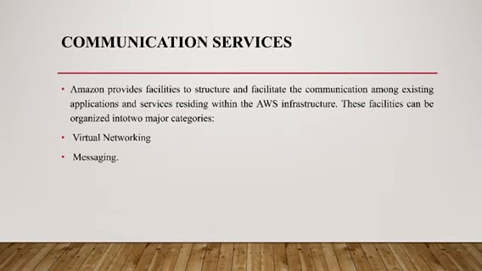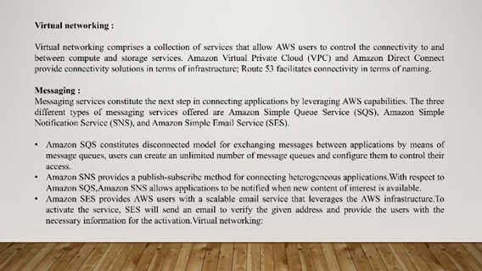Communication services. In this, Amazon provides facilities to structure communications among existing applications within the AWS infrastructure. There are two major categories in these communication services. First one is virtual networking and second one is messaging. Virtual networking is a collection of services that allows AWS users to control their connectivity between the compute and the storage services. Messaging is the next step to connecting the applications by AWS capabilities.